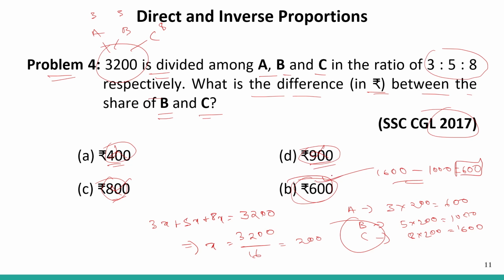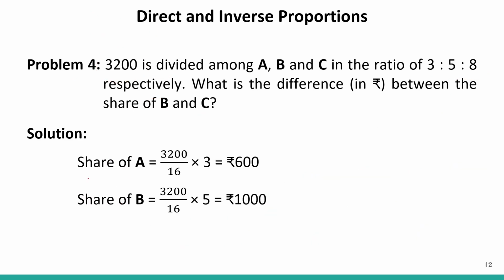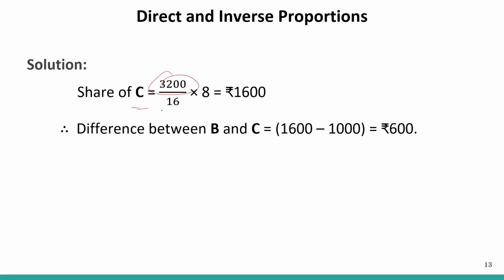So let's see a step-by-step solution of the following so that we can get a better grip on it. So share of A is 3200 by 16 into 3. It will be 600 rupees. So share of B will be 3200 by 16 into 5. That will be 1000 rupees. So share of C is equal to 3200 by 16 into 8. So it will be nothing but 1600. So the difference between B and C is 1600 minus 1000.